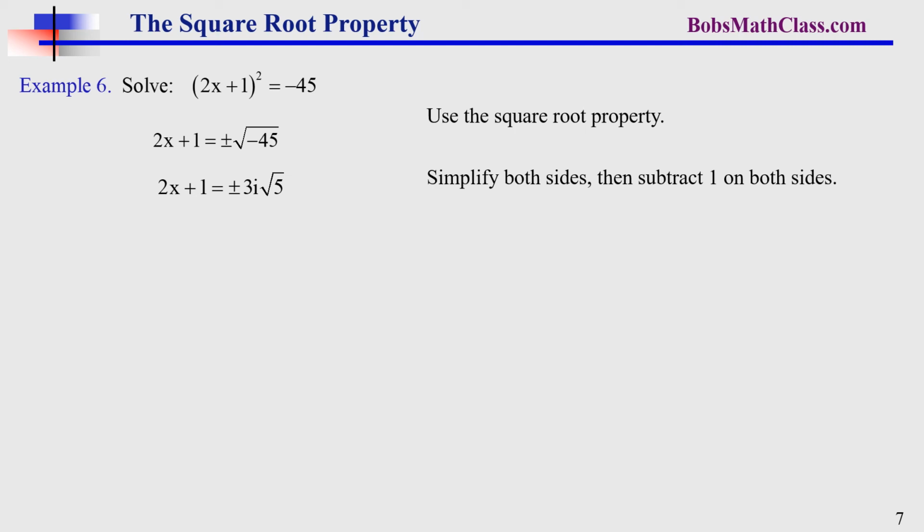Again, 45 is 3 times 3 times 5, so there's a pair of 3s, so a 3 will go in front of the radical, and a 5 will remain. Because there's a negative in the radical, we put an i in front, because i is equal to the square root of negative 1. Okay, now we got to get x by itself. So the next thing to do is subtract 1 on both sides.